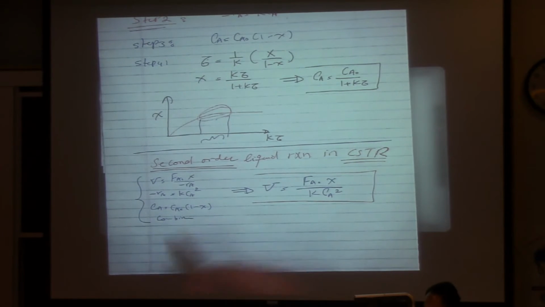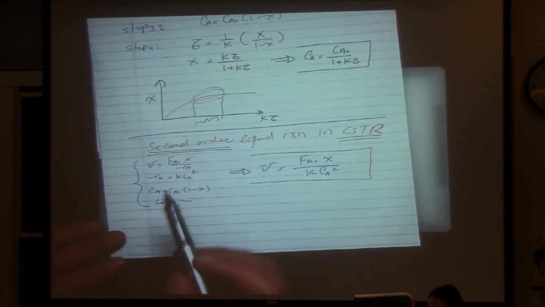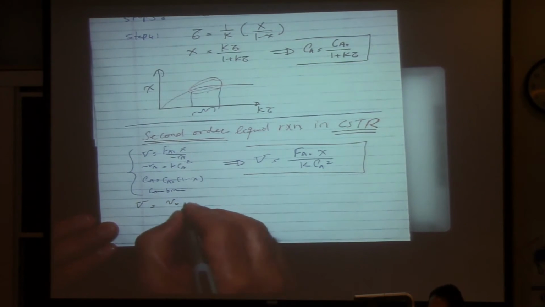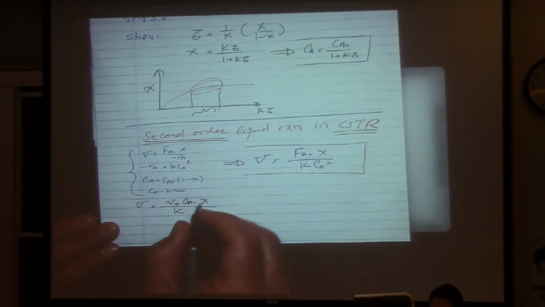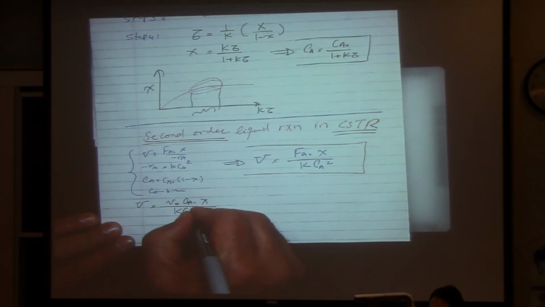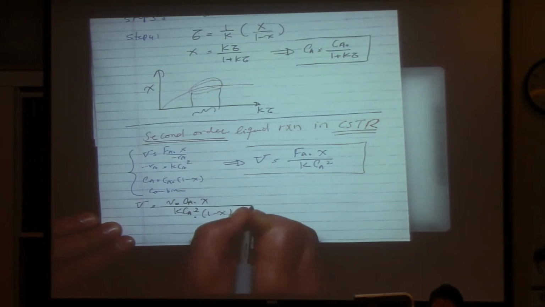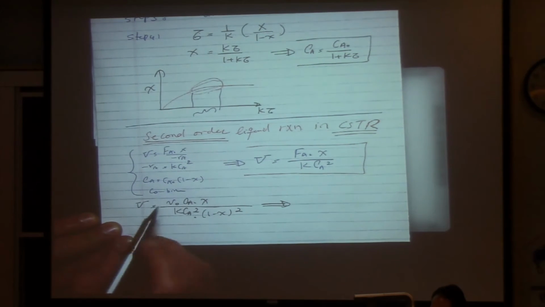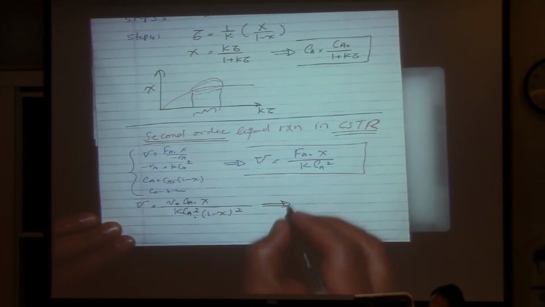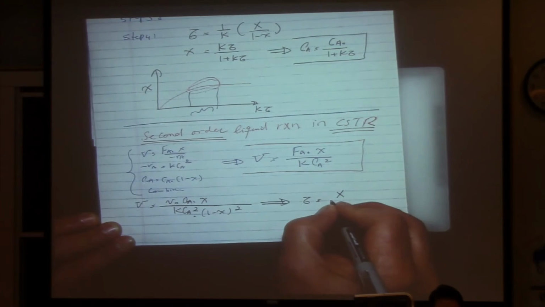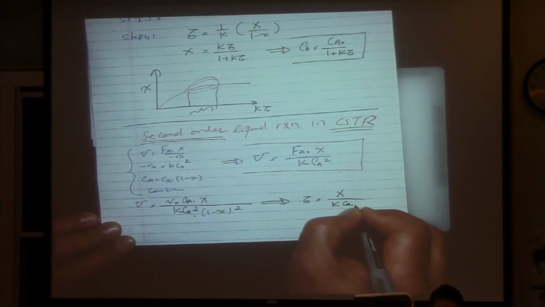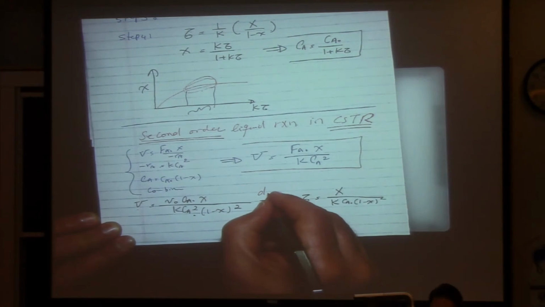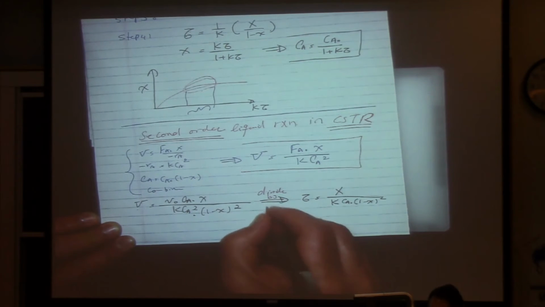So that would be an easy solution, but I'm going to include this just for you as an exercise. Your V would be V0 Ca0 x over k Ca0 squared times 1 minus x squared. If you divide by V0 both sides, this V0 cancels out, and V over V0 gives you tau. So basically your tau would be x divided by k Ca0 times 1 minus x squared.